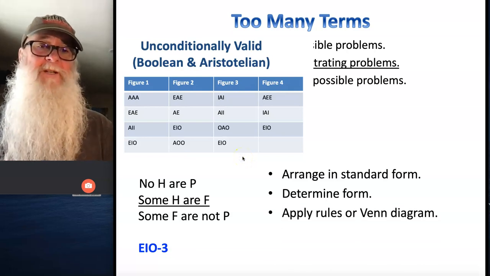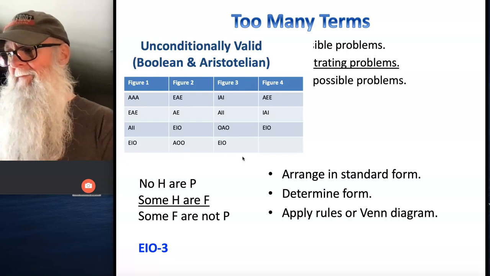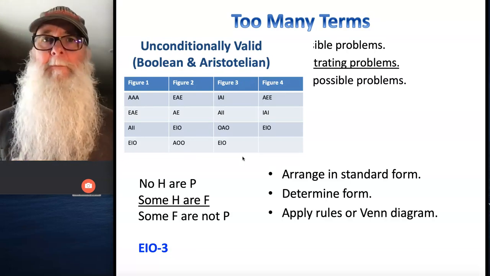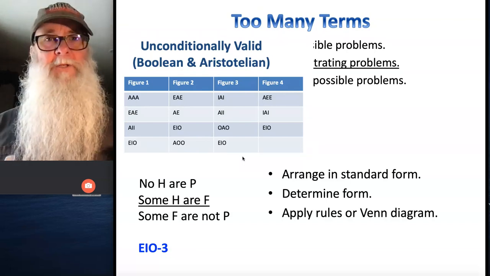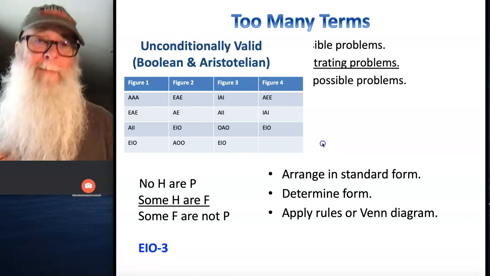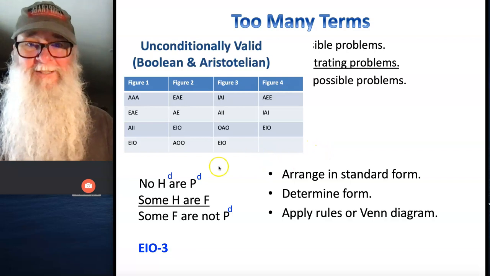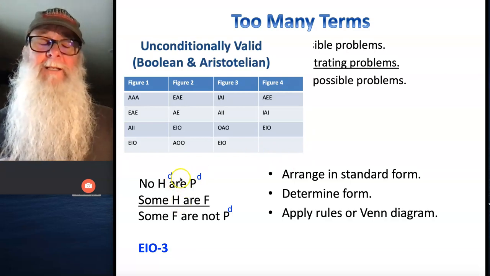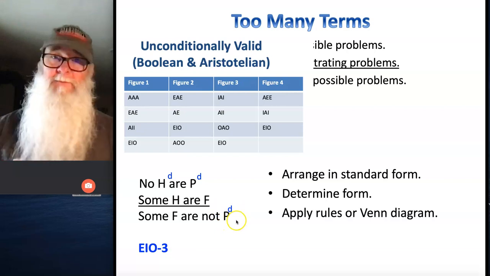Now, I'm always going to want to make sure that I double check my work, okay? If I want to use Venn diagrams, great. If I want to use the 5 rules, great. Do whatever you prefer. You just want to make sure that you're always checking your work by determining validity in 2 ways. Personally, I like to use the 5 rules because it's so fast, right? So I identify my distributed terms. I have H and P distributed in the first premise and P distributed in the conclusion. And then I just run through the 5 rules.